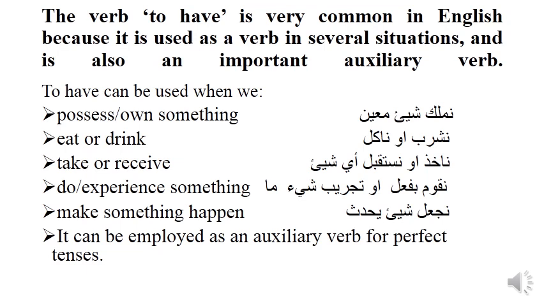The verb to have can also be used when we make something happen. And the last point, the verb to have can be employed as an auxiliary verb for perfect tenses, and this point is going to be explained by the end of this video through examples. So you just follow me till the end.